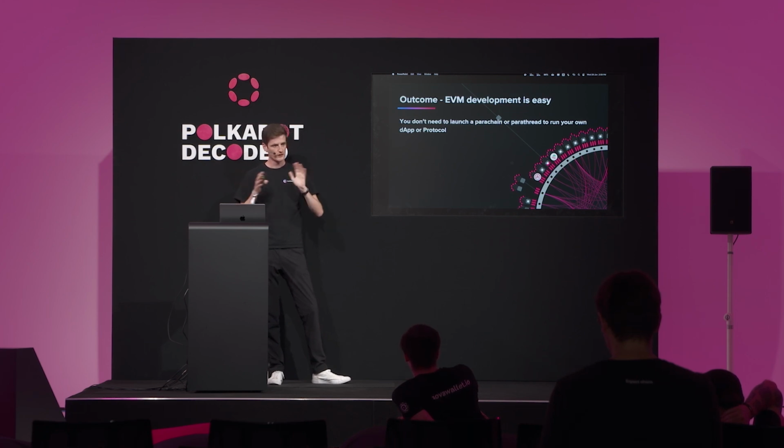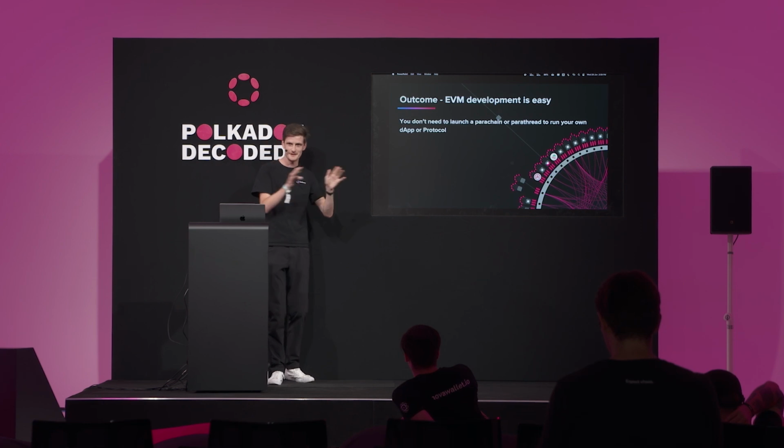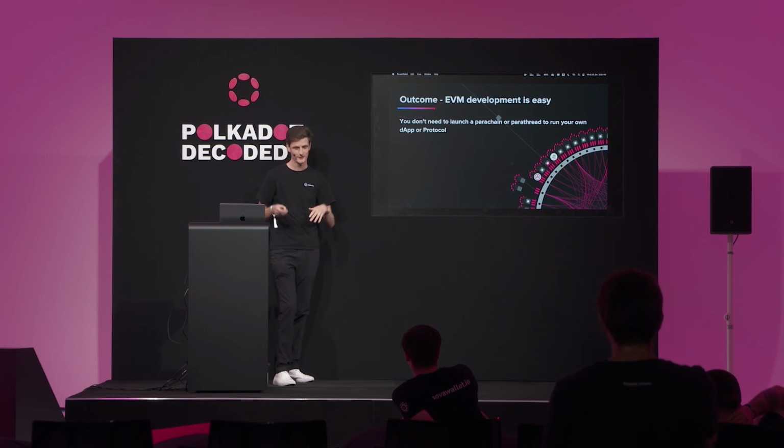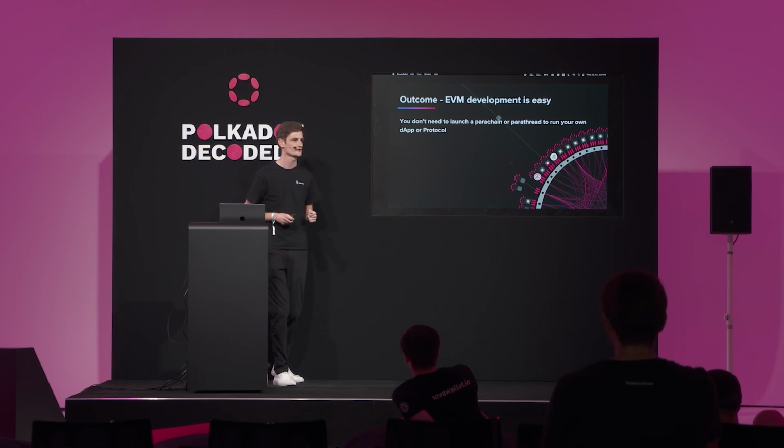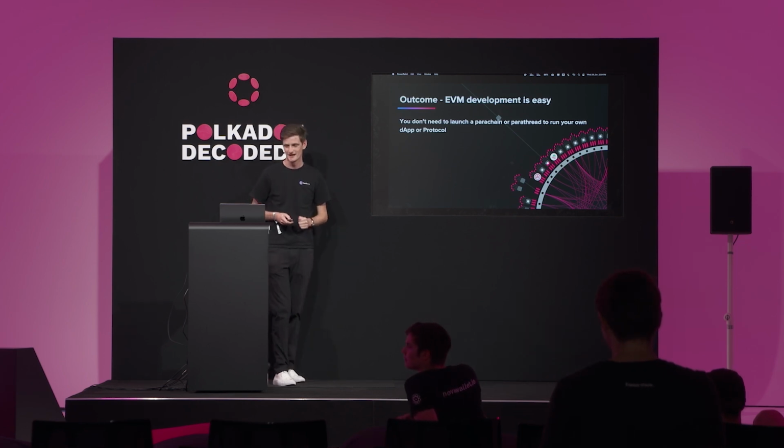So the outcome of what I want to cover today is that you don't need to launch a parachain, you don't need to run a parathread, you don't need to build your own chain to do stuff. You can actually use what's already been built. And I know it's the flavor of the month or the year, it's fashionable to run your own parachain. I get asked that all the time in AMAs: when are you guys going to launch your own parachain? We don't really need to right now. You can leverage EVM and WASM to get to market faster.